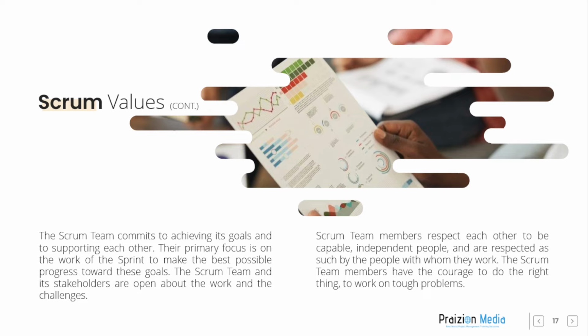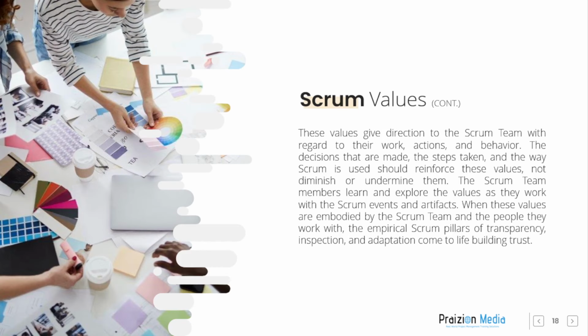The Scrum team members have the courage to do the right thing, to work on tough problems. These values give direction to the Scrum team with regard to their work, actions, and behavior. The decisions that are made, the steps taken, and the way Scrum is used should reinforce these values, not diminish or undermine them. The Scrum team members learn and explore the values as they work with the Scrum events and artifacts. When these values are embodied by the Scrum team and the people they work with, the empirical Scrum pillars of transparency, inspection, and adaptation come to life, building trust.